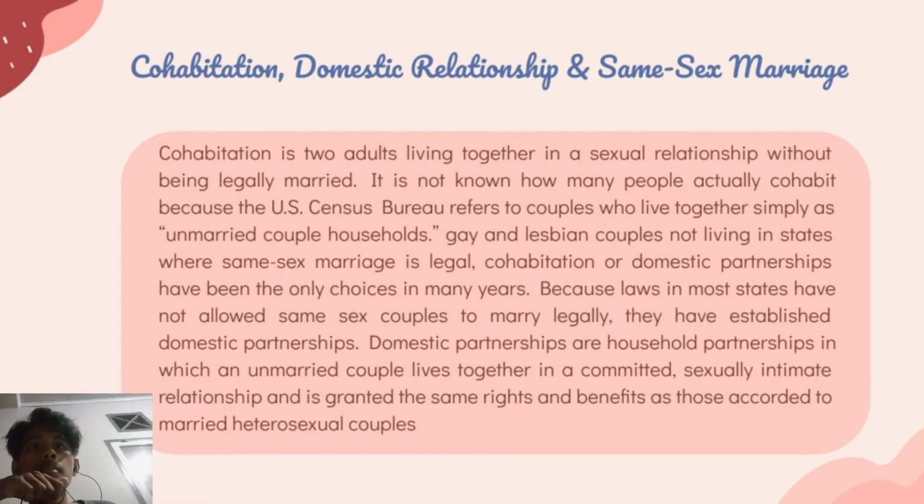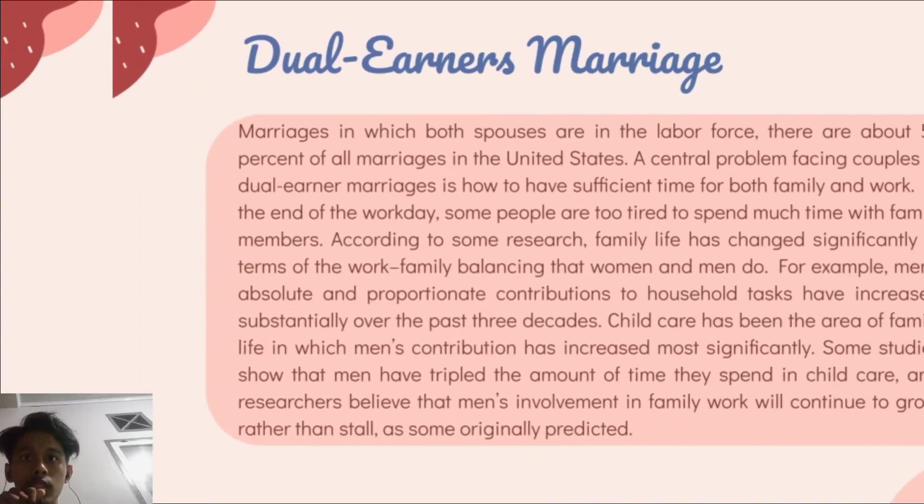For gay and lesbian couples not living in states where same-sex marriage is legal, cohabitation or domestic partnerships have been the only choices for many years, because laws in most states have not allowed same-sex couples to marry legally. They have established domestic partnerships. Domestic partnerships are household partnerships in which unmarried couples live together in a committed, sexually intimate relationship and are granted the same rights and benefits as those accorded to married heterosexual couples.